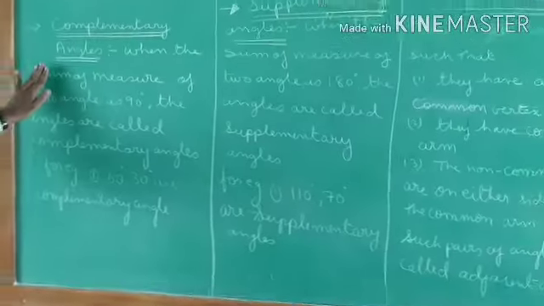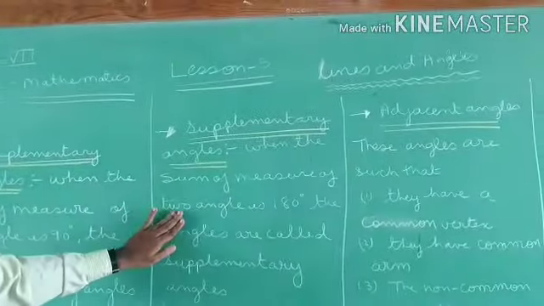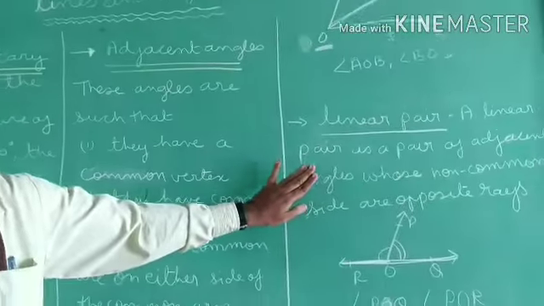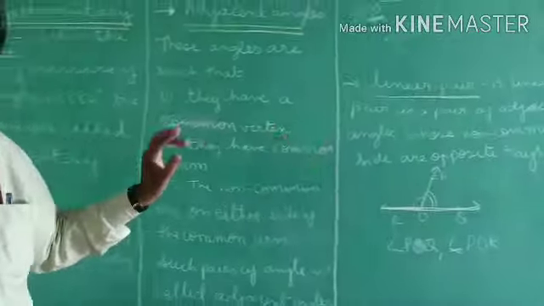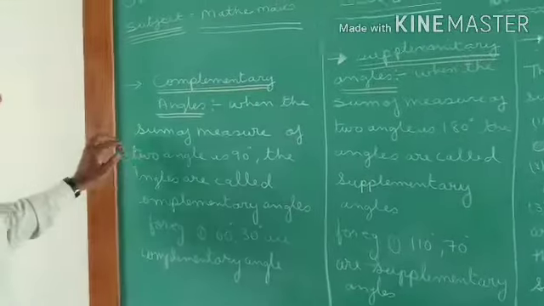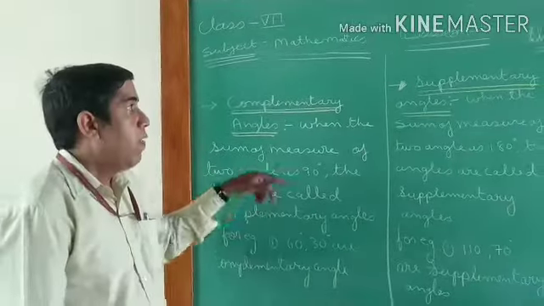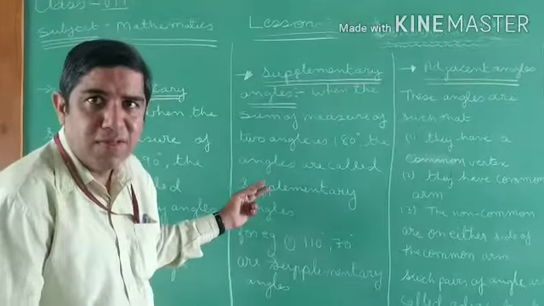So we have seen four basic definitions. One is complementary angle, one is supplementary angle, one is adjacent angle, and one is linear pair. Let me revise once again with you. Complementary angles: when the sum of two angles is 90 degree. Supplementary: when the sum of two angles is 180 degree.